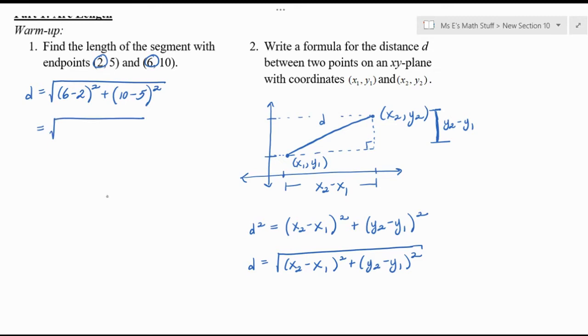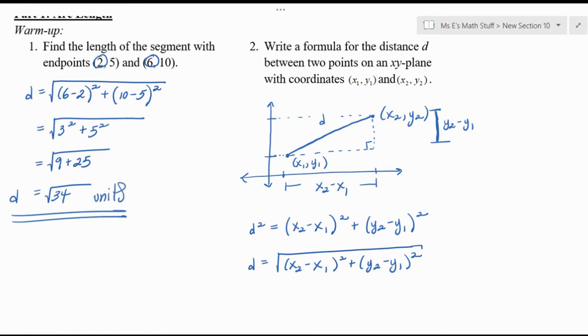And so you'd end up with 3 squared plus 5 squared, which is the square root of 9 plus 25. So it looks like we're getting the square root of 34 for that distance there. And then we could just say units. You, of course, could have used the Pythagorean theorem as well, but I did want to make sure you're as comfortable with this distance formula as you can possibly be before we start this lesson. So hopefully you feel pretty good about that.